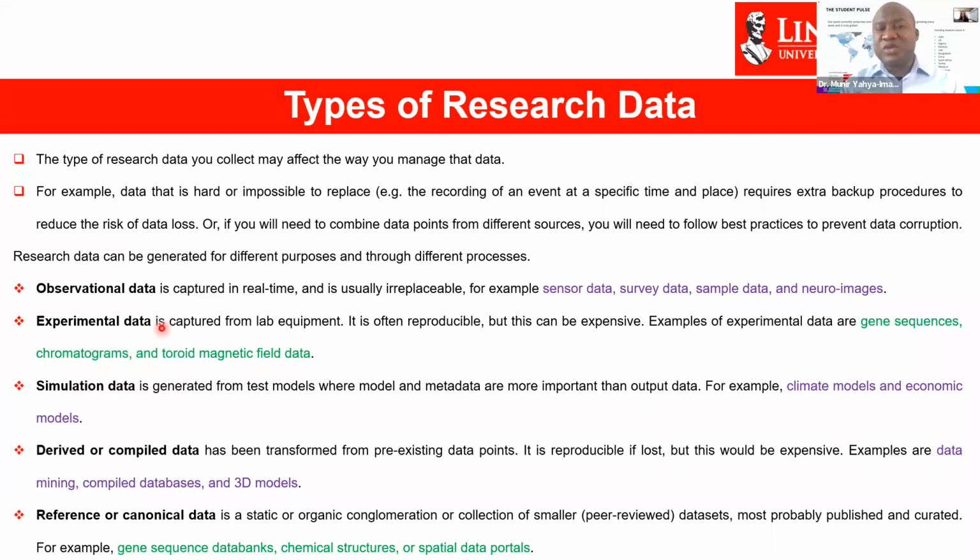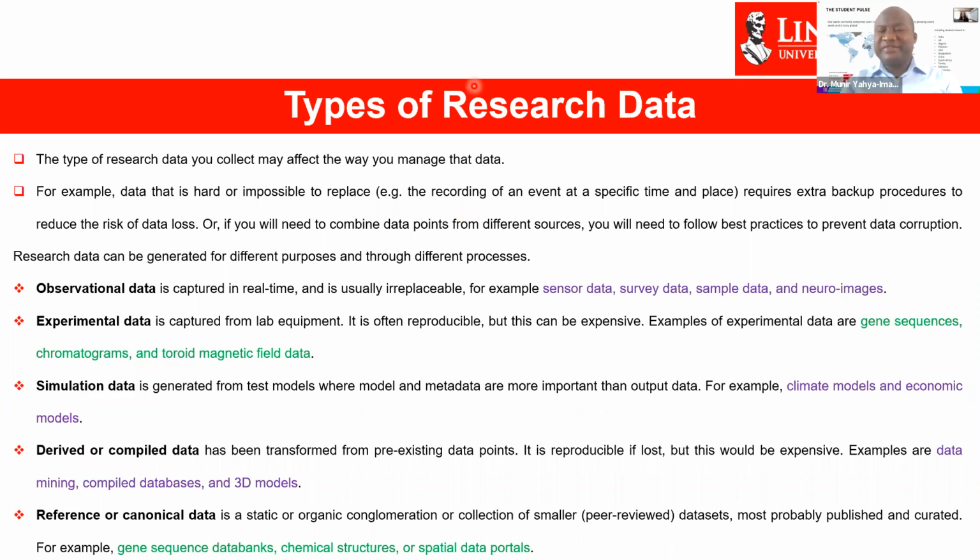Then you can also have simulation data. Here, simulation data is generated from test models, where model and metadata are more important than output data. Examples of simulation data could be climate models and economic models. You can also have derived or compiled data. Compiled data has been transformed from pre-existing data points. It is reproducible if lost, but this will be quite expensive, just like experimental data. Examples are data mining, combined databases, and 3D models.